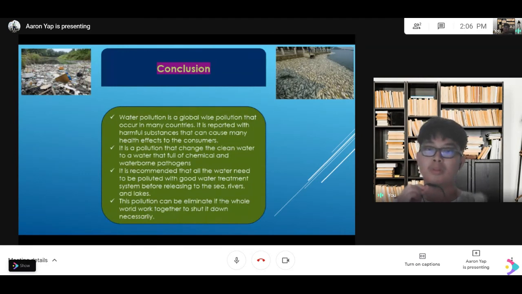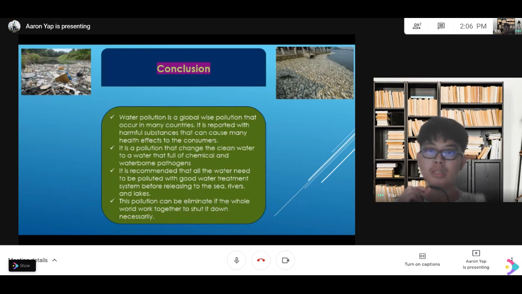Last but not least, water pollution is a global pollution that occurs in many countries. It is reported with harmful substances that can cause many health effects to consumers. It is a pollution that changes clean water into water that is full of chemicals and waterborne pathogens.